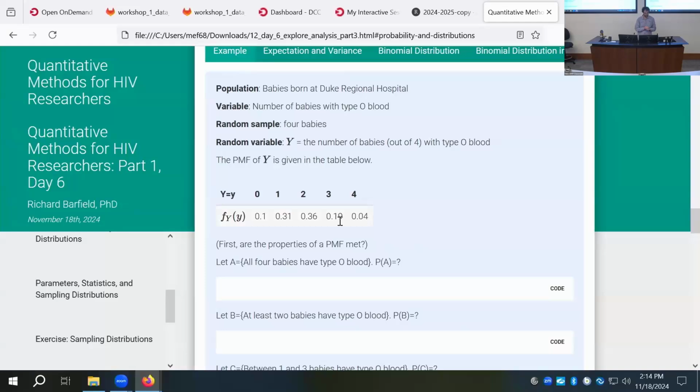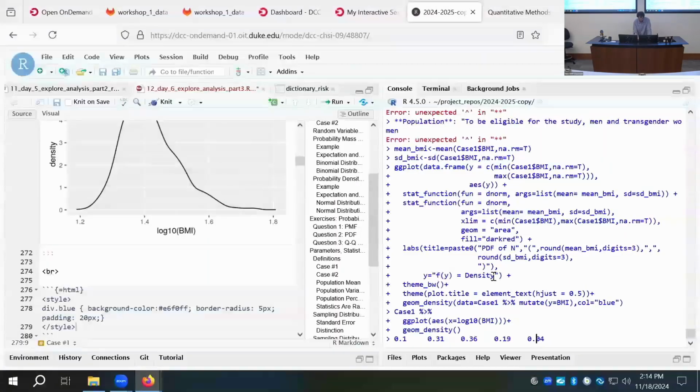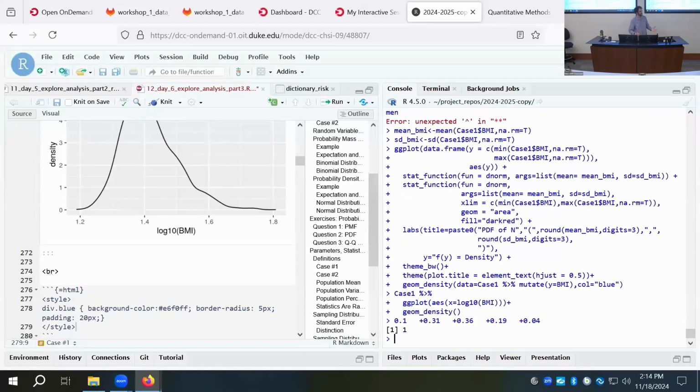Okay? So let's see, are all the properties of a PMF met? The first one is that they all have to be between 0 and 1, and we're good there. The other thing is they have to sum up to 1. All right, so I'm going to just copy this into R real quick, and put some pluses between them. If you can do this in your head, I'm very proud of you. It's 1, right? It's 100%. So great, it satisfies our conditions.